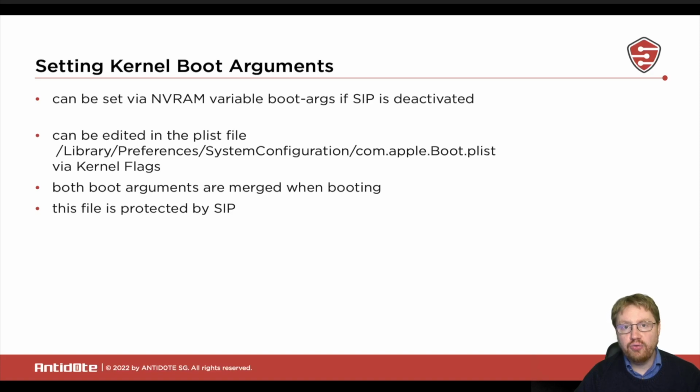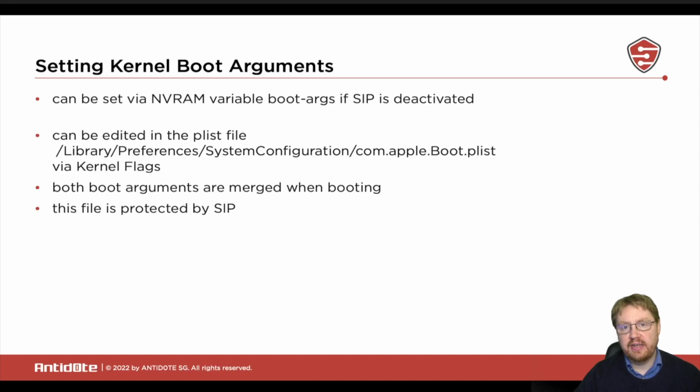So how do you, as the security researcher, or in any case the end user, set your own kernel boot arguments? There are basically two possible ways. One is to modify the entry in the NVRAM, but we know since the SIP chapter that we can only set NVRAM variables if SIP is deactivated. Actually, that's not a complete truth.